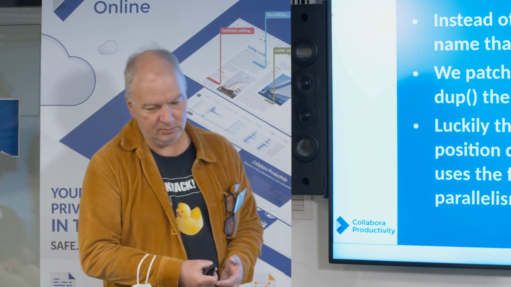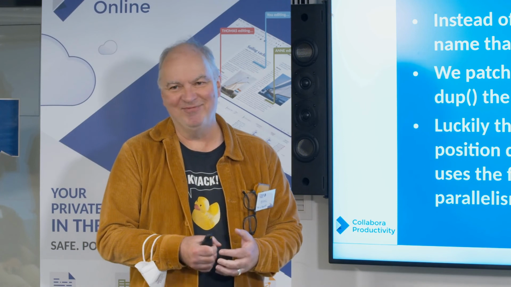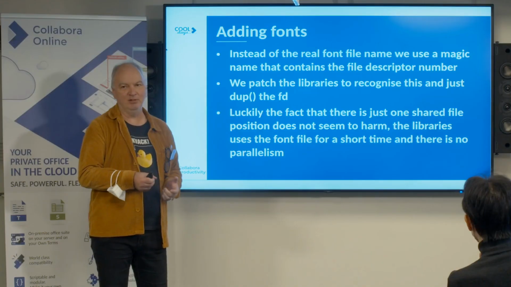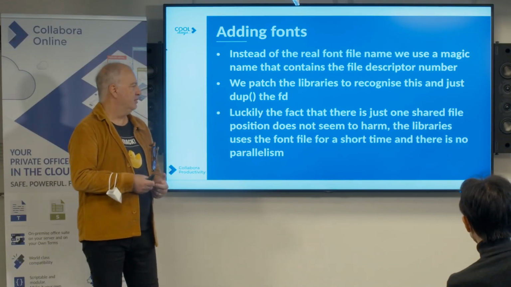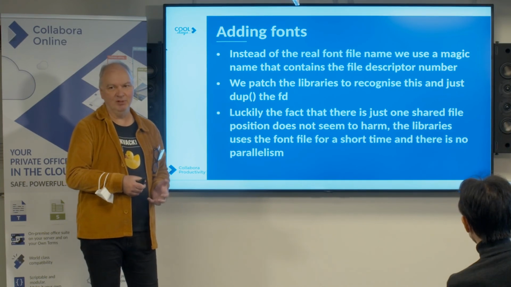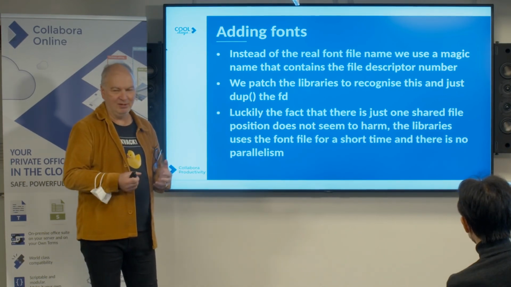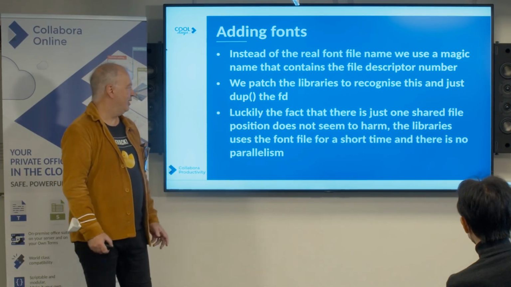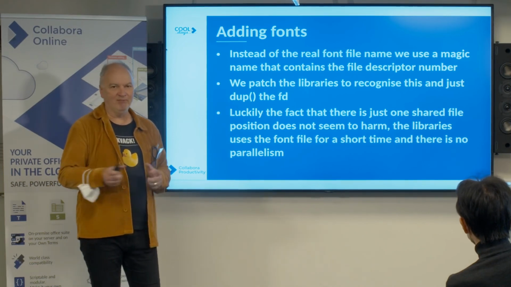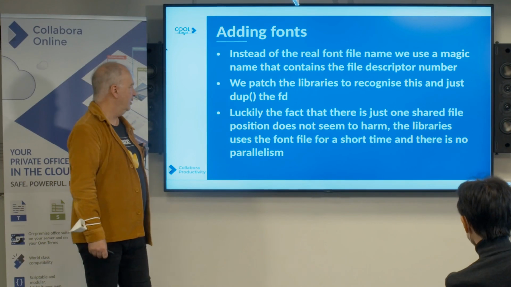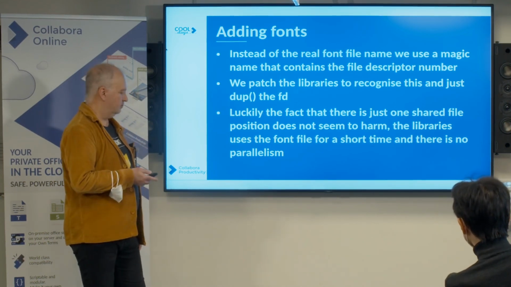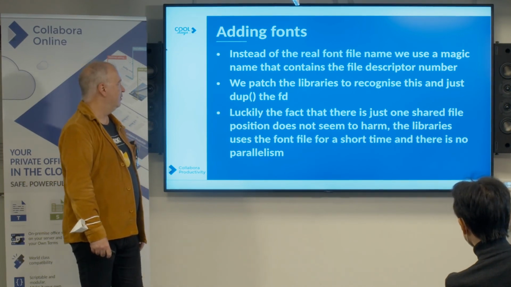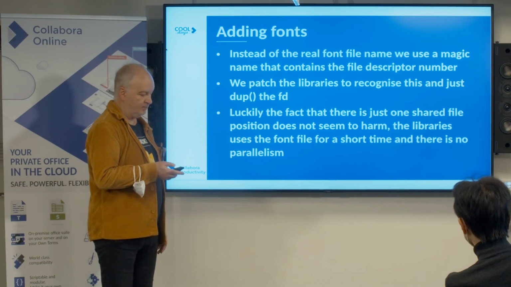And those who know their basic Unix philosophy know that when you duplicate a file descriptor, you still have only one shared file offset pointer to the file. So if these libraries would each read a bit from here and then do something else and later read a bit from somewhere else, this would not work. But luckily they seem to work so that they only read one thing from the font file, and then not anymore. And all this happens not in parallel threads, so it works nicely.